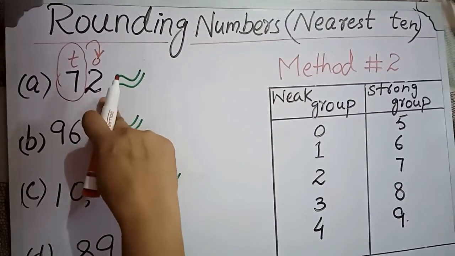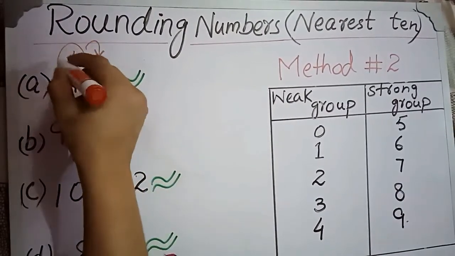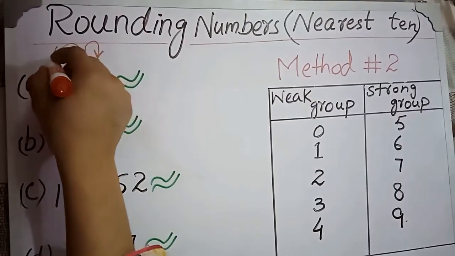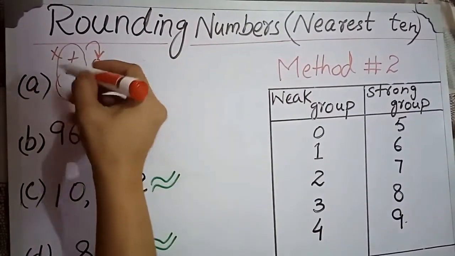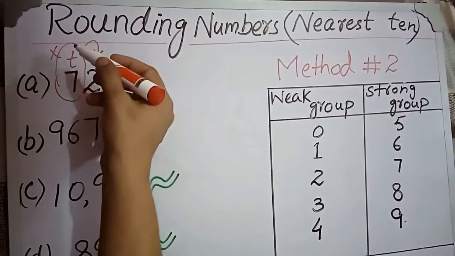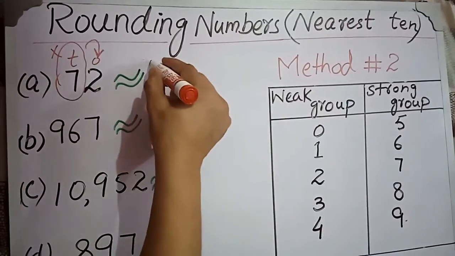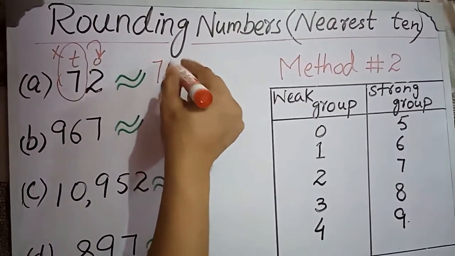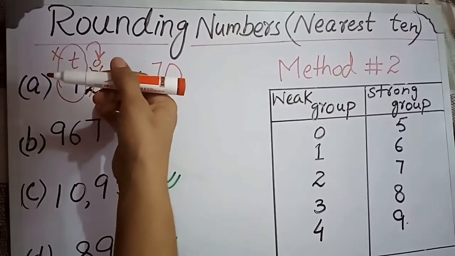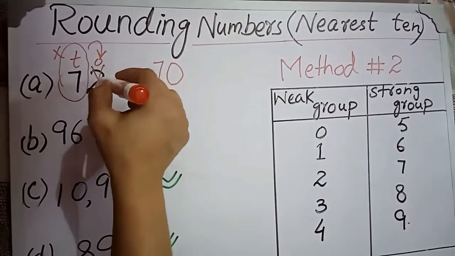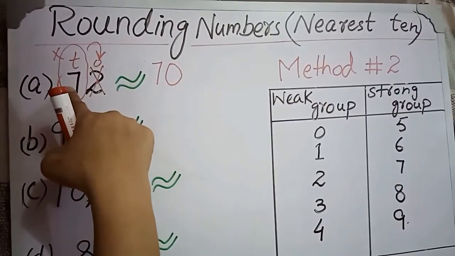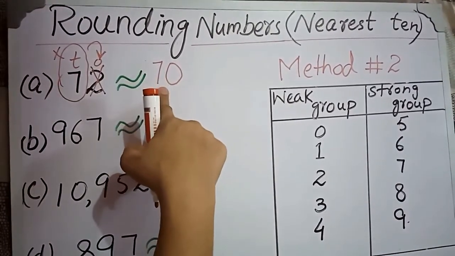If it is weak, then we will not add any number here. The number will be as it is, and we will not add 1 in 7. In the tens place we will not add 1. Then the number will be the same, and we will write 70. This number will vanish because it was weak, and instead of 2 we will write 0, and we will keep the tens the same, 70.